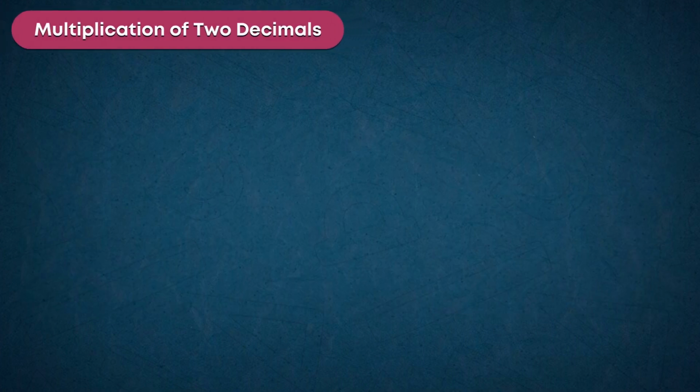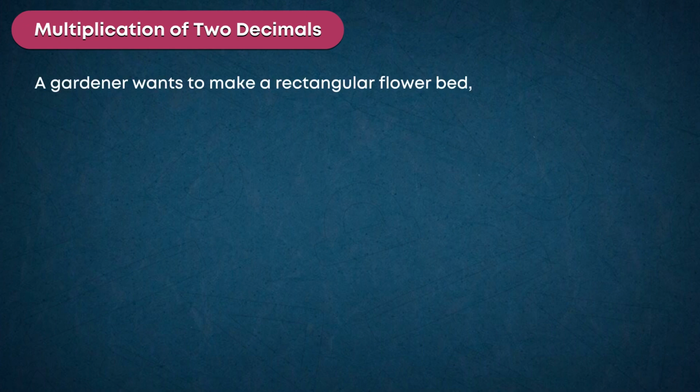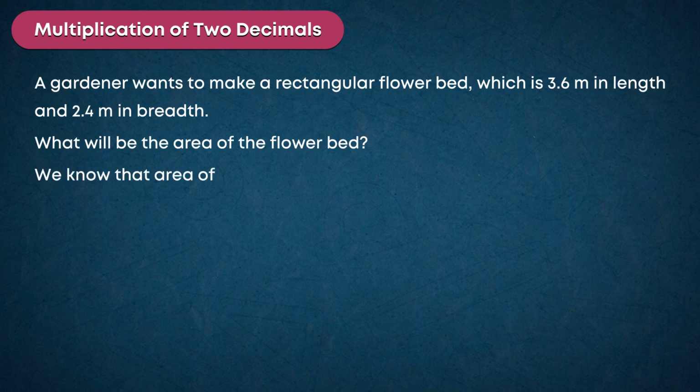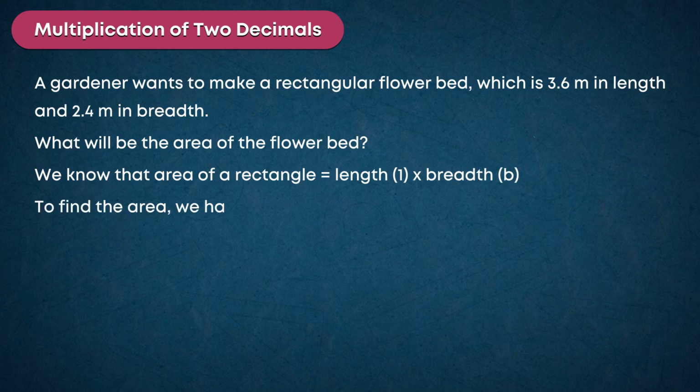Multiplication of two decimals. A gardener wants to make a rectangular flower bed, which is 3.6 m in length and 2.4 m in breadth. What will be the area of the flower bed? We know that area of a rectangle is equal to length into breadth. To find the area, we have to multiply 3.6 by 2.4.